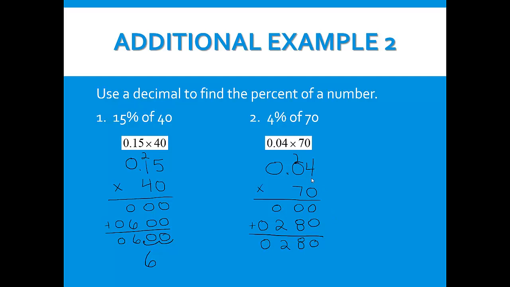Now we're going to move our decimal over 2 places. So starting at the right, we move over to left 2 places. So 1, 2. So our answer is 2.8, or you could say 2.80. Either one would be correct. If you don't have this 0 on the end, that is perfectly fine. So 2.8 or 2.80.